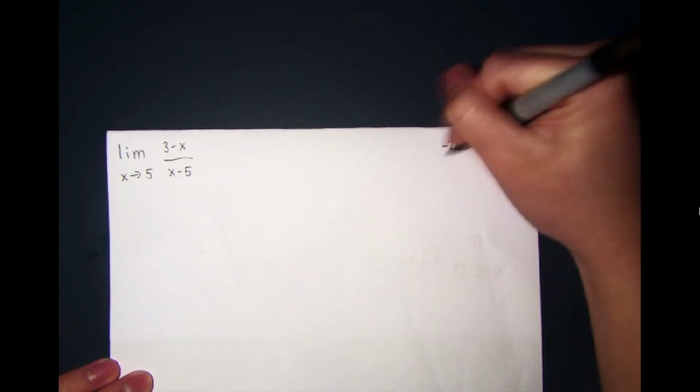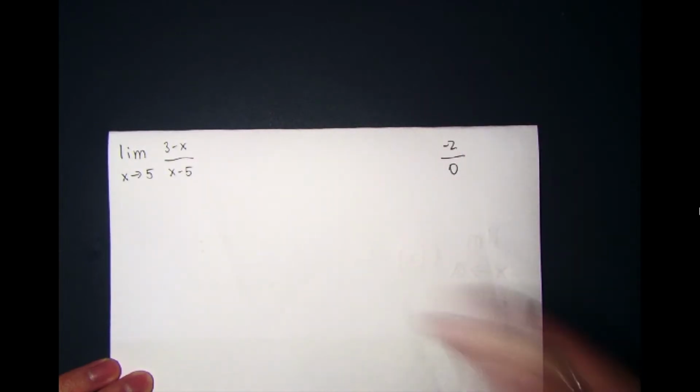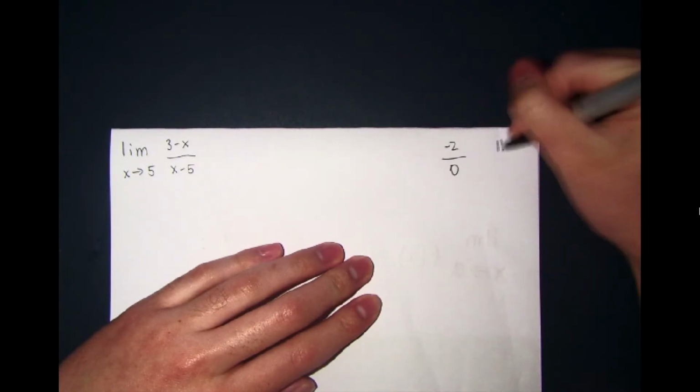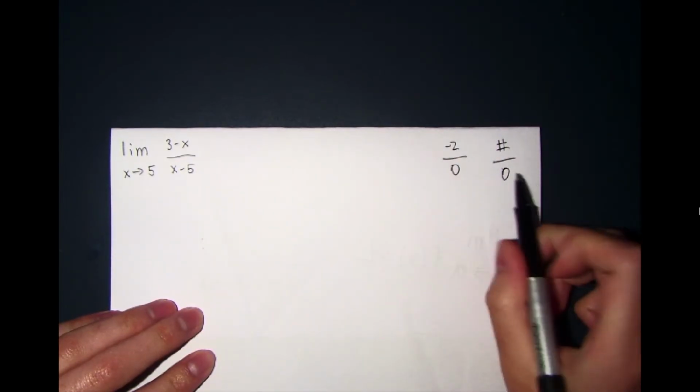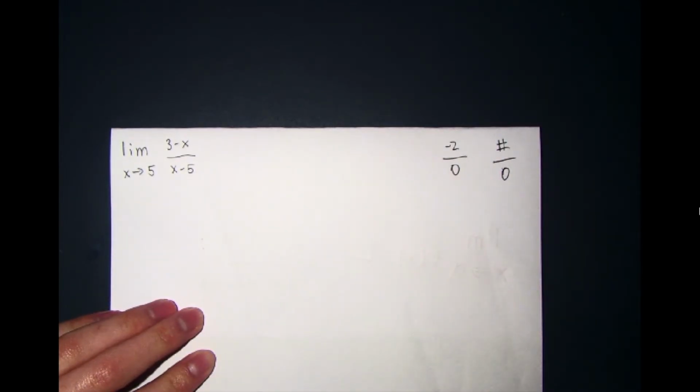Alright, so this is a special case of limit because when you plug in 5 for direct substitution, you'll actually get negative 2 over 0. And so whenever you have any constant over 0, this actually goes to infinity or negative infinity. So what you have to do is test both sides of the limit.